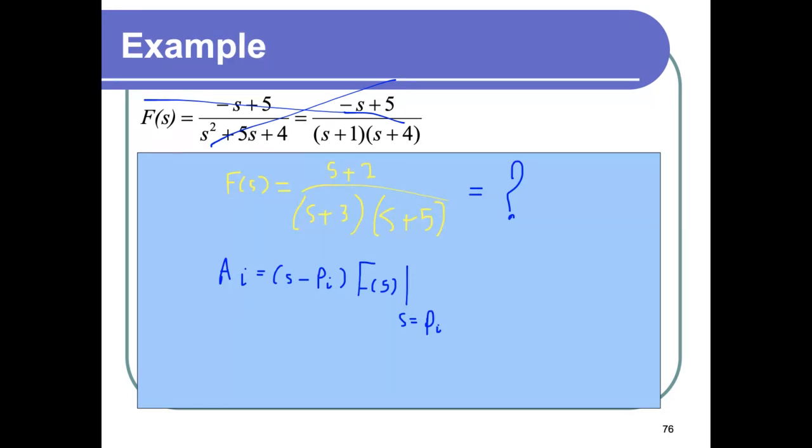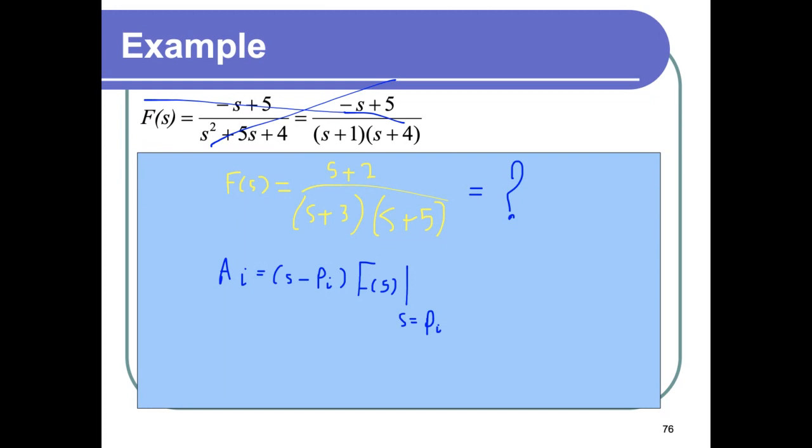Any luck? You guys figured it out? Still trying? Yes, Abdullah. Is A1 minus 0.5 and A2 1.5?